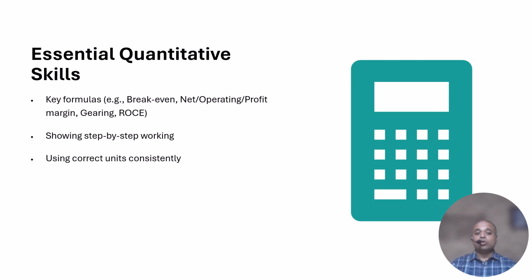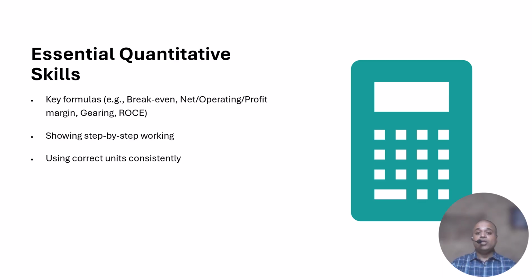The most commonly tested ones: break even analysis, net and gross profit margins, gearing ratio, return on capital employed, contribution per unit, depreciation. Second, always show your working. Start by writing the formula, plug in the values, then calculate. Examiners give method marks. So even if you get the final answer wrong, you can still score 1 or 2 marks just for correct steps.